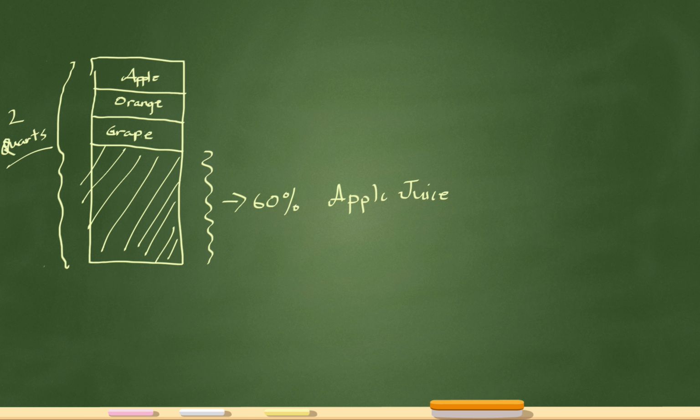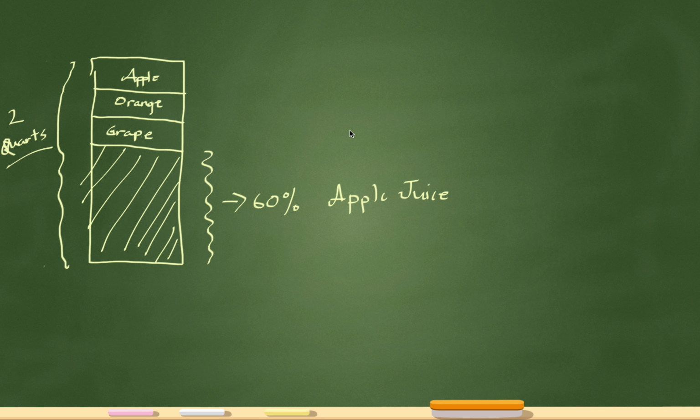So I've drawn this problem out a little bit. It helps to visualize problems like this. So let's just go over what I drew here. I have a 2-quart container, and it's saying it's 60% filled with apple juice. And then the container is filled with equal parts apple, orange, and grape juice.